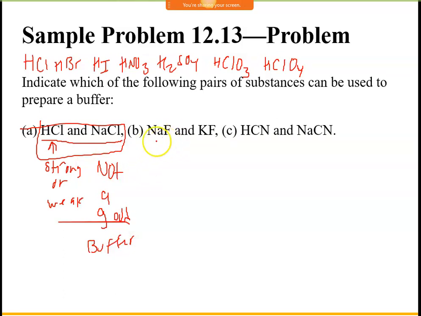What about NaF and KF? A mixture of NaF and KF. Put yes, it's a good buffer, or put N, it's not a good buffer.